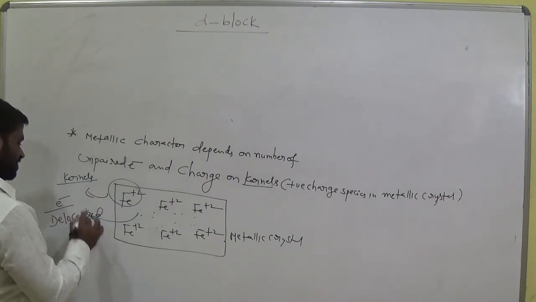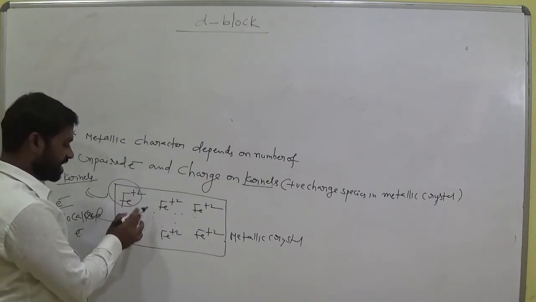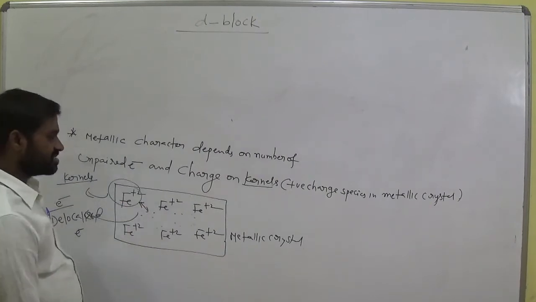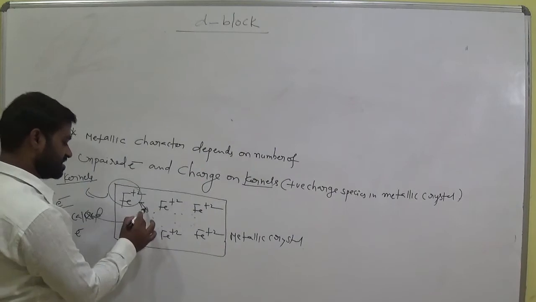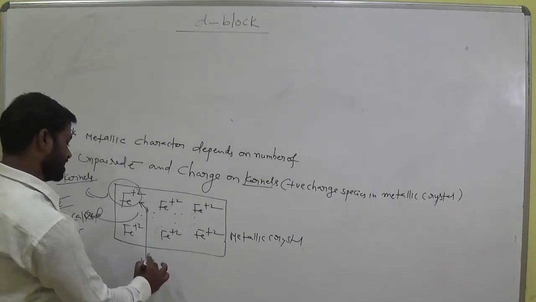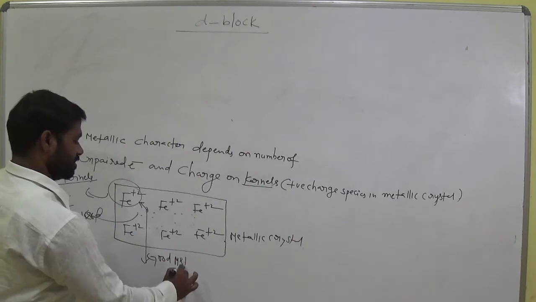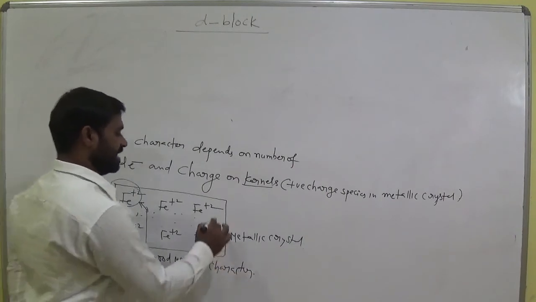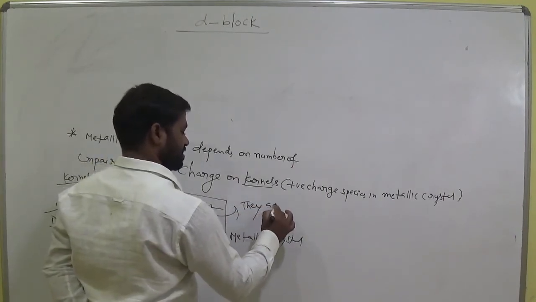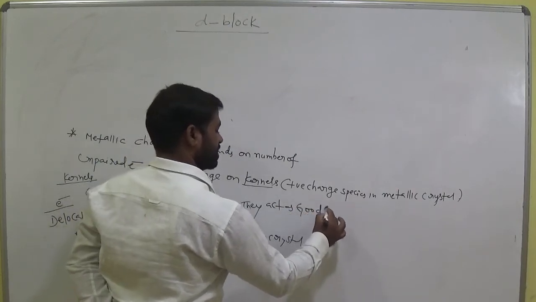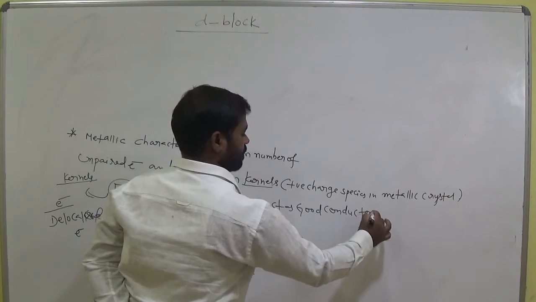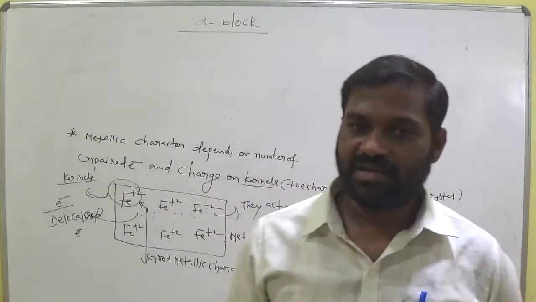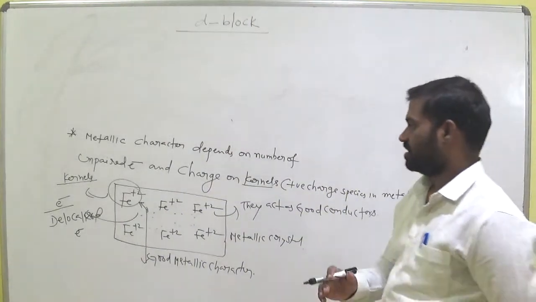What we call these is delocalized electrons. Due to this positive charge and these electrons, there is a strong force of attraction. If the attraction is strong, then it has good metallic character, and they act as good conductors. Why? Because electrons are available. Where freely moving electrons are available, they possess good electrical and heat conductivity. Keep it in mind.